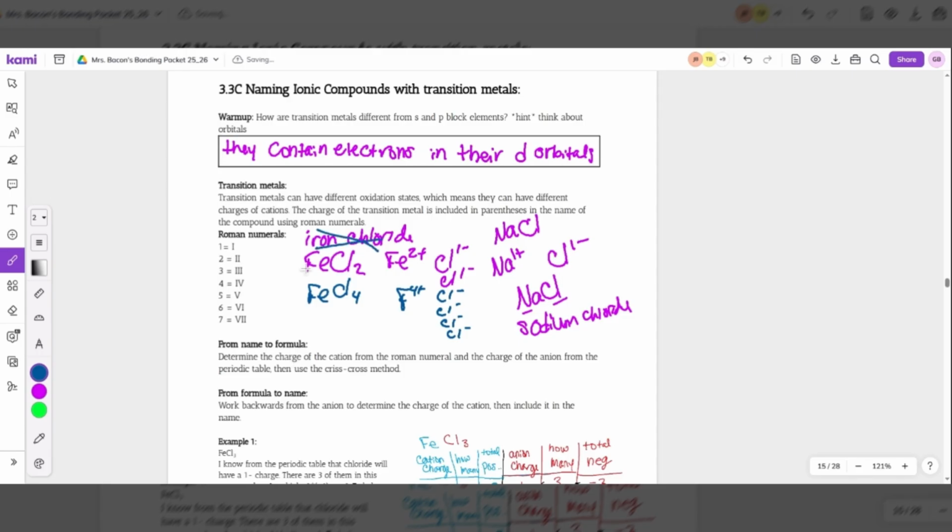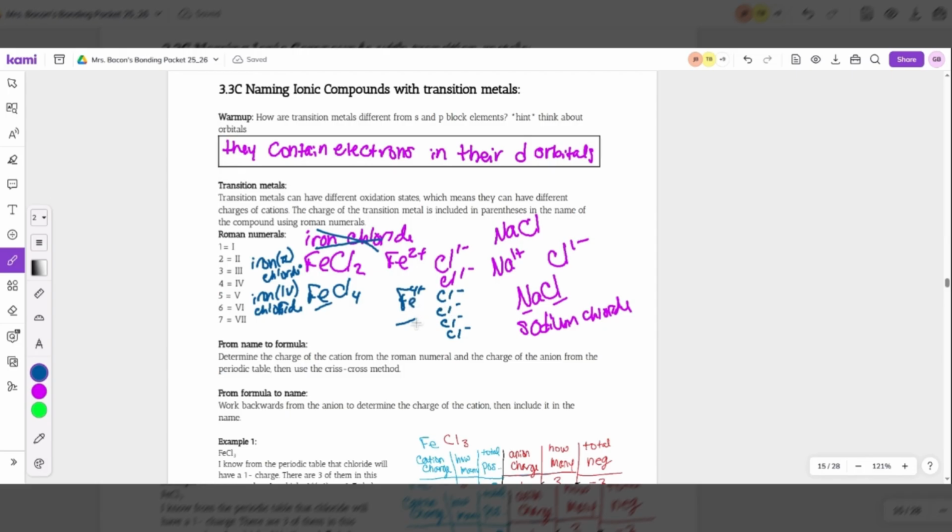If I'm talking about this one, I would have to say iron 2 chloride, because that tells me what kind of iron I have. I have iron with a 2 plus charge. If I'm talking about this one, I would have to say iron 4 chloride, because that tells me that this iron has a 4 plus charge.